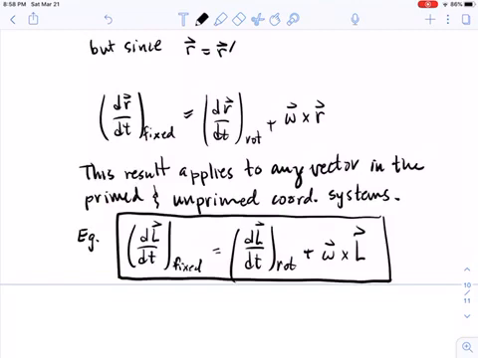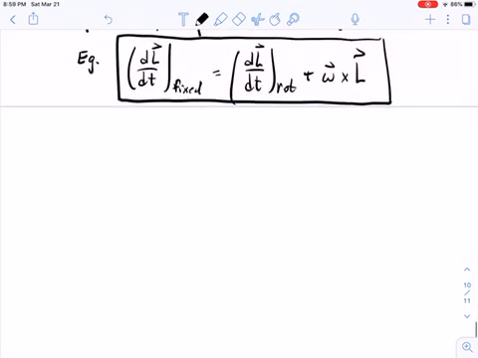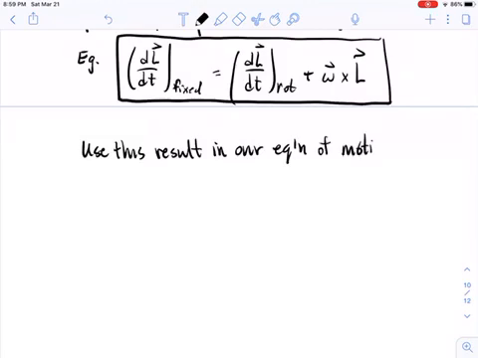Okay, and so that's the consequence of working in a non-inertial reference frame. The benefit is that we're going to be able to stick with a rotating reference frame that is always aligned with the principal axes of our rotating body. Okay, so we can now use this for our equation of motion. Let's use this result in our equation of motion for the rotating body.